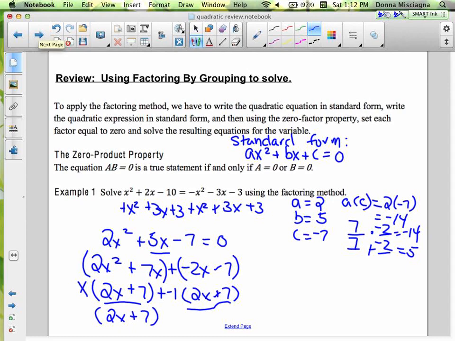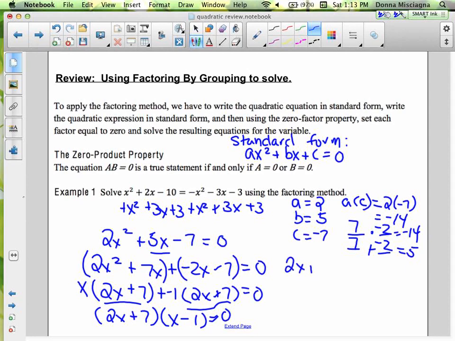If we divide x times 2x plus 7 by 2x plus 7, we're left with an x. If we divide negative 1 times 2x plus 7 by 2x plus 7, we're left with a negative 1. Notice it's the terms that we factored out, the leftover terms, that make up the second factor. And I forgot to write equals 0 the whole way through. So now all we have to do is set those factors equal to 0 and we're done.